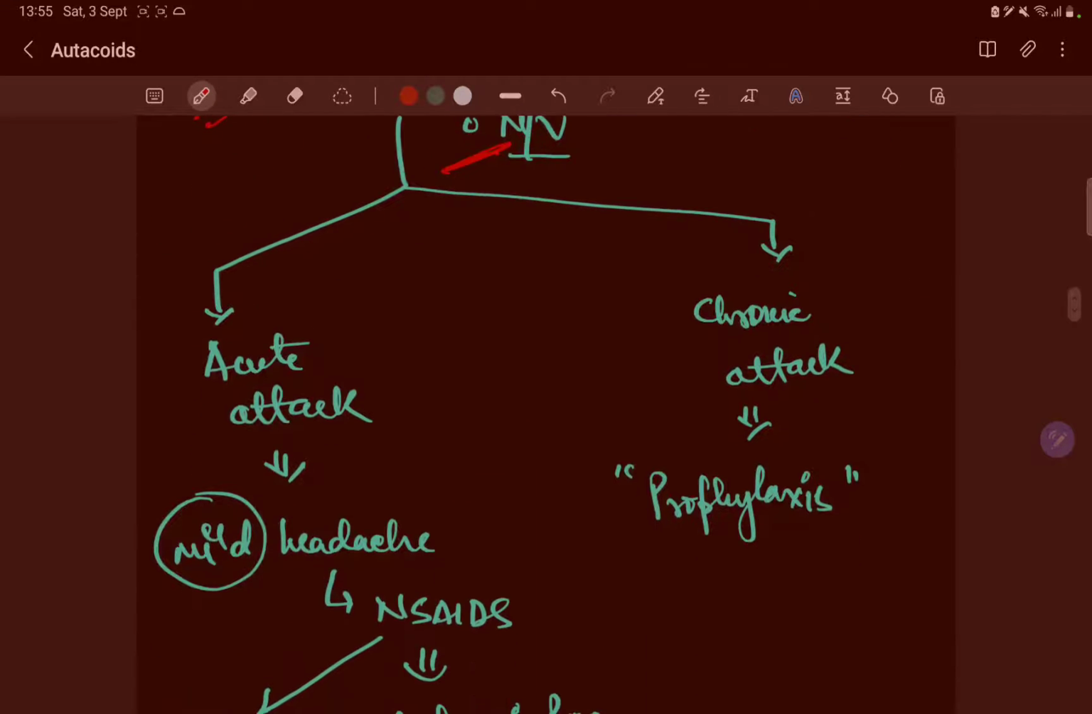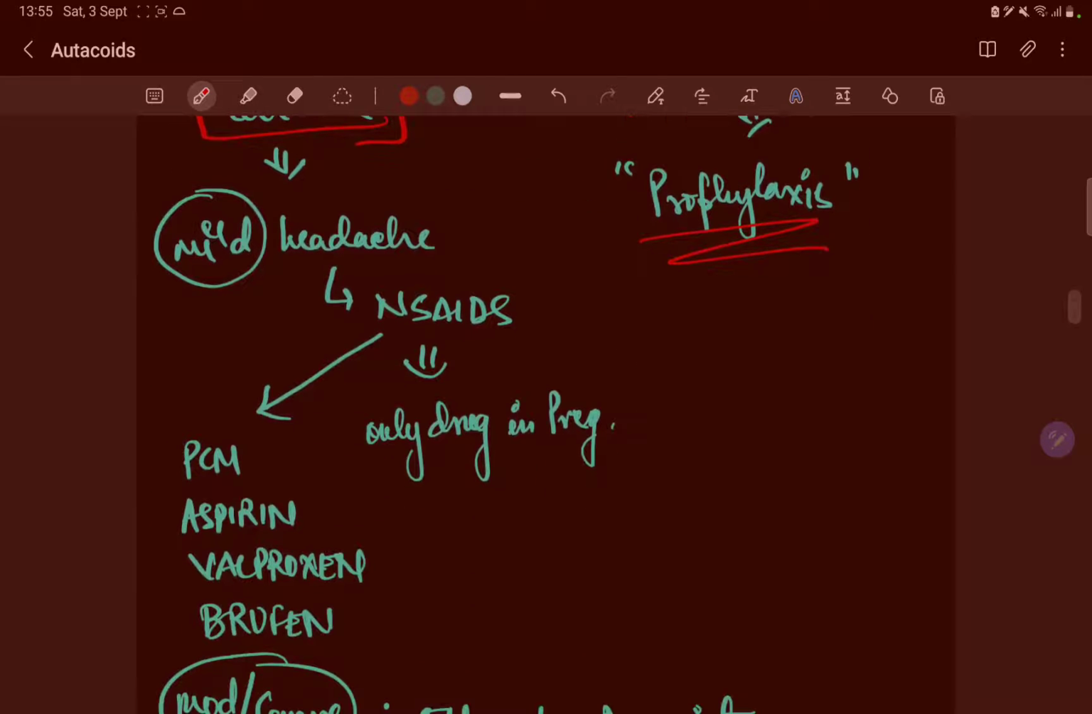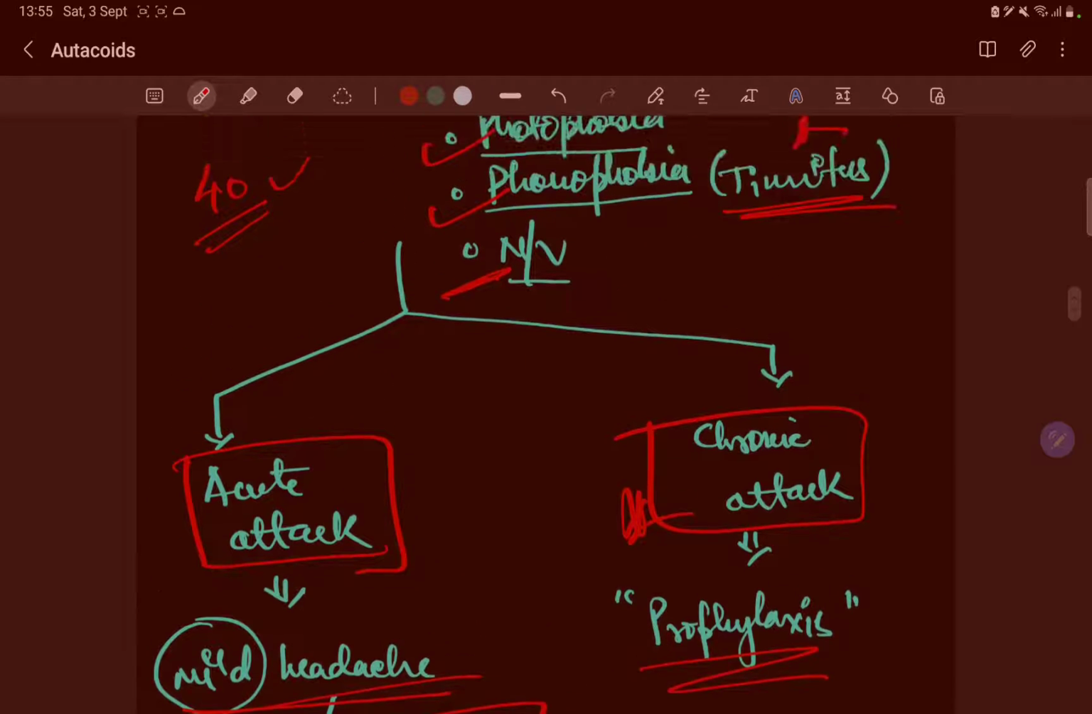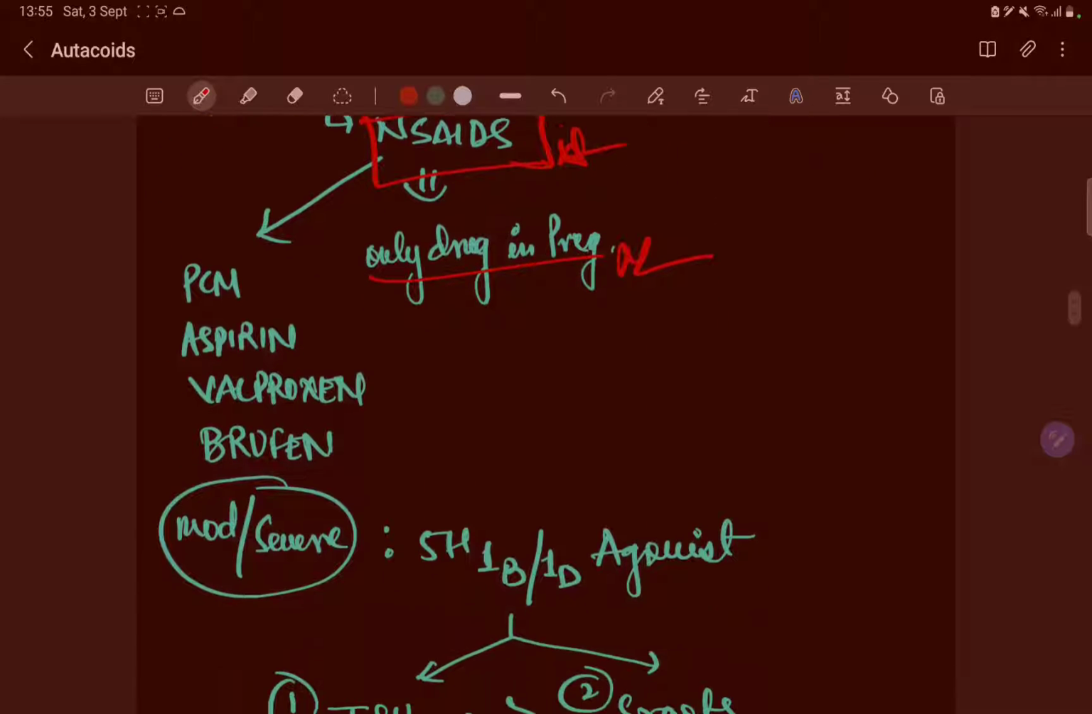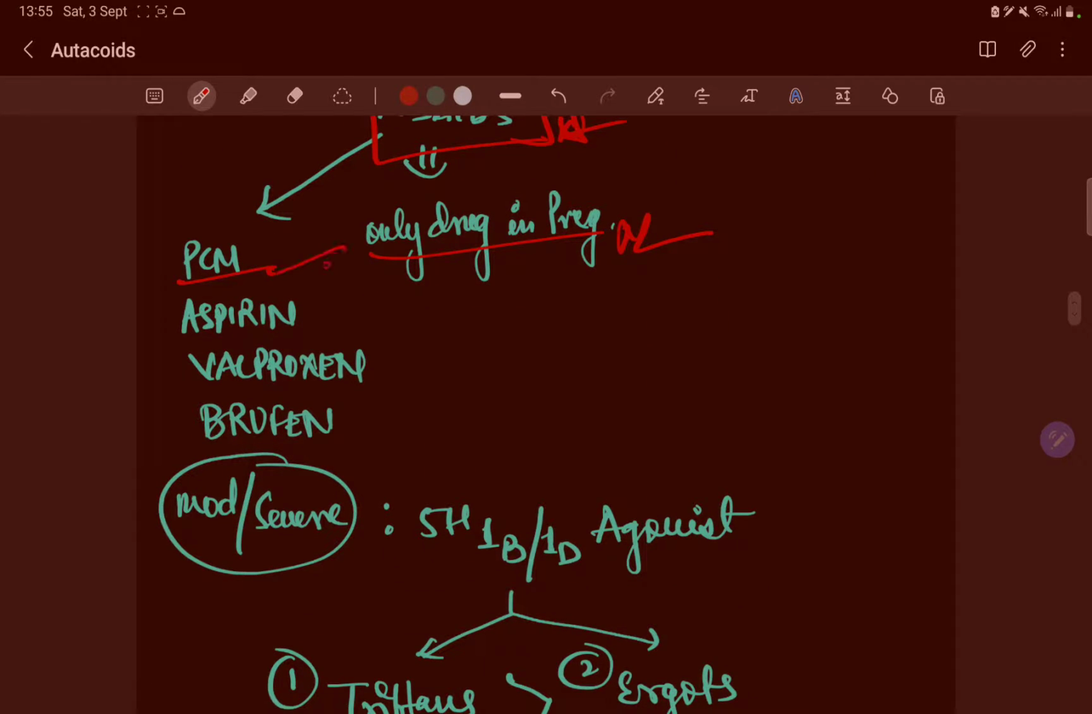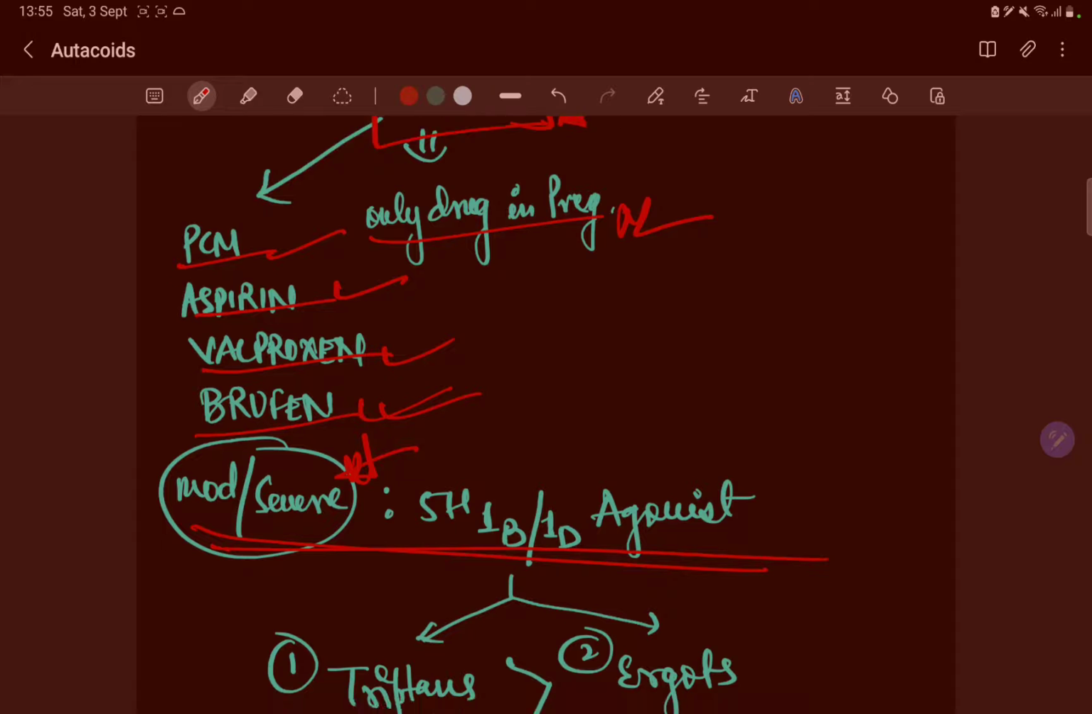So you have to understand there is a difference between acute attack and chronic attack. In chronic attack we basically give the prophylaxis. In acute attack with mild headaches, we give normal NSAIDs, which even in pregnancy, if there is a migraine attack, we give because it is safe. We give paracetamol, aspirin, naproxen and brufen. But sometimes it is moderate to severe, with very high severity, right?